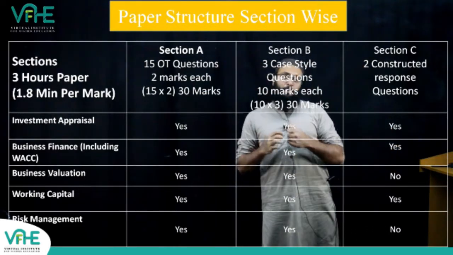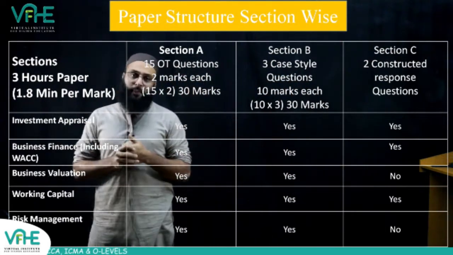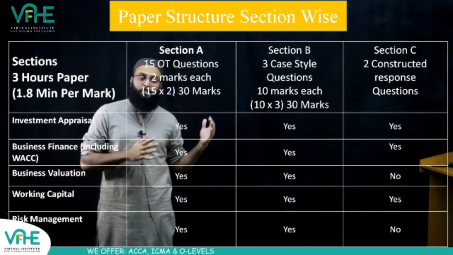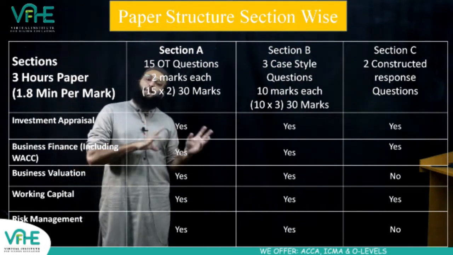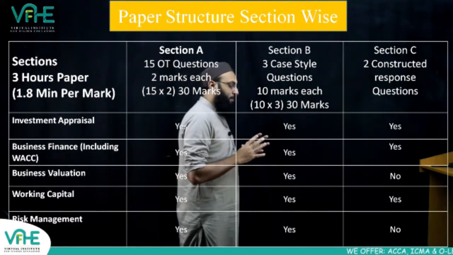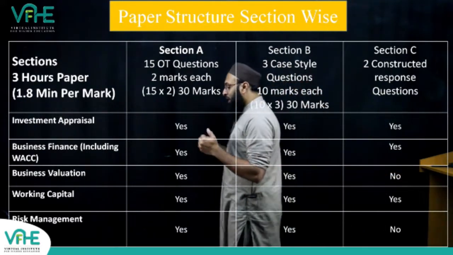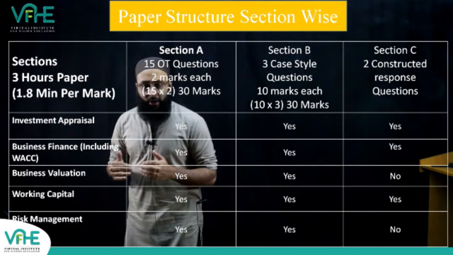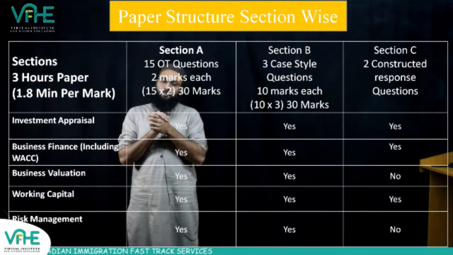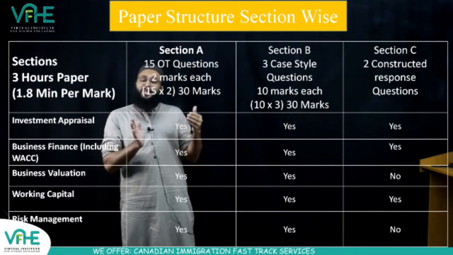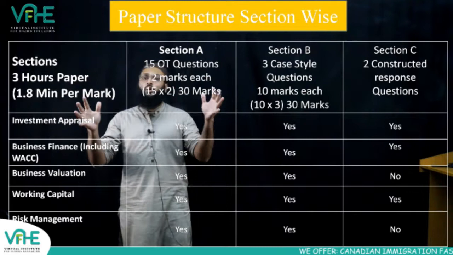Now I'm coming towards the core area of the paper. What is the financial management paper? What is FM? And how is it different to PM or FR? PM, Performance Management, F5, was a paper which basically focused on internal performance of the organization. It included budgeting, decision making, and the focus was internal improvement of the organization. That's clear.